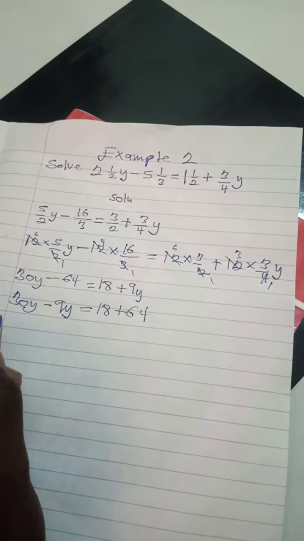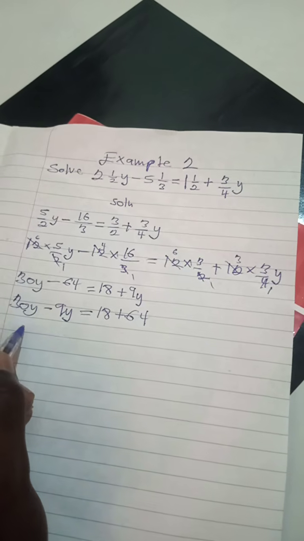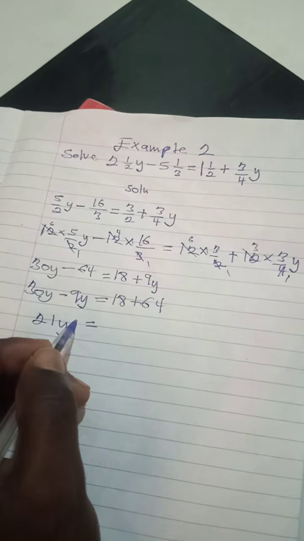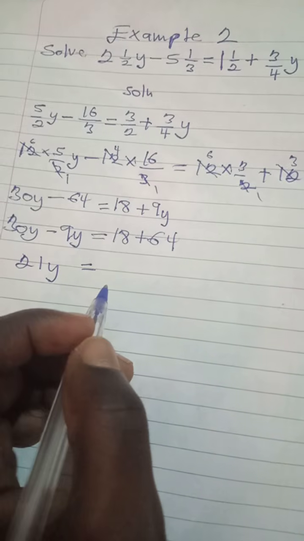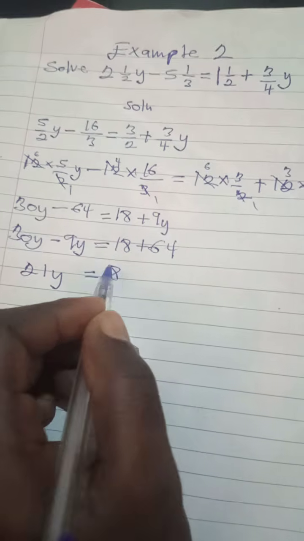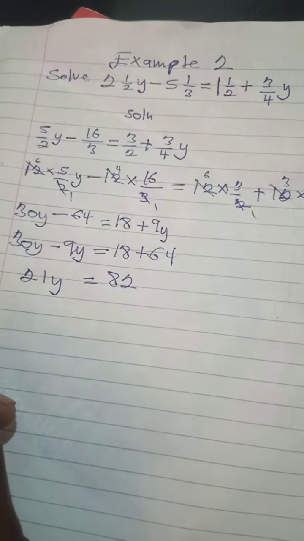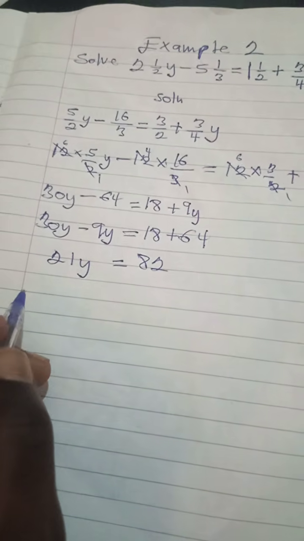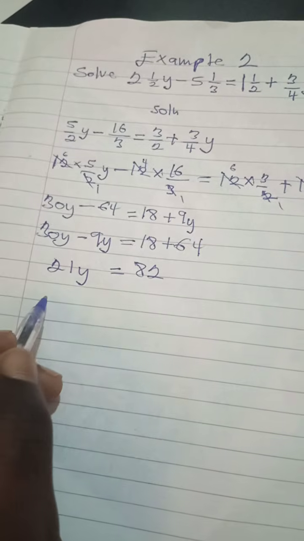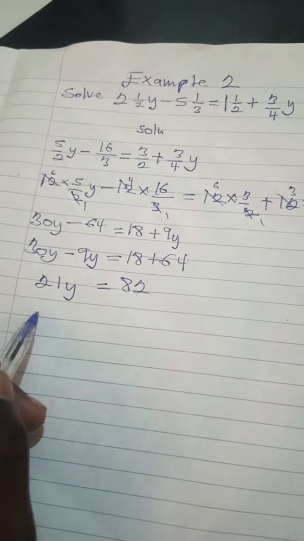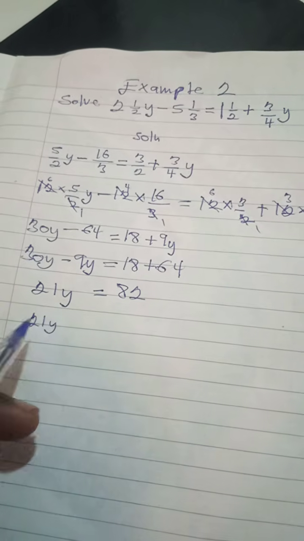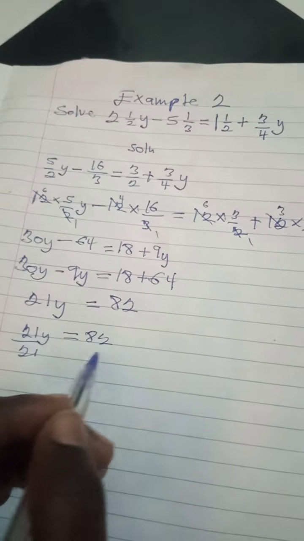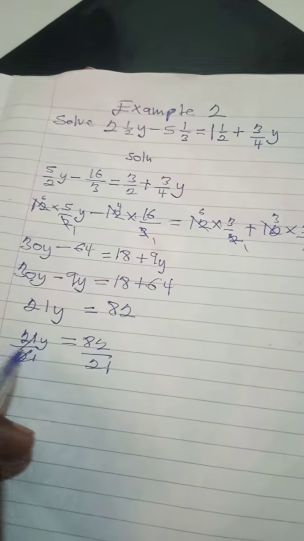Okay. So 30y minus 9y, you get 21y. 21y equal to 82. Yes. So 18 plus 64, you get 82. Now you are finding y. So you divide both sides by the coefficient of y, right? So 21y equal to 82, you divide by 21.